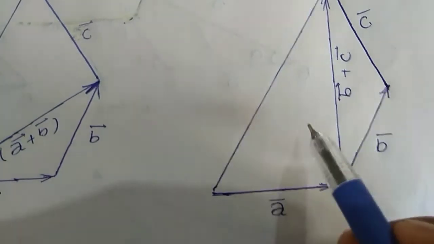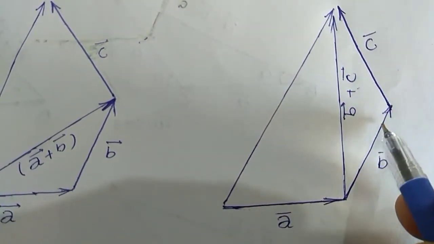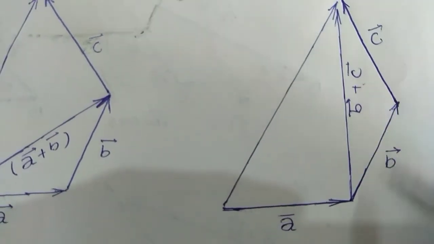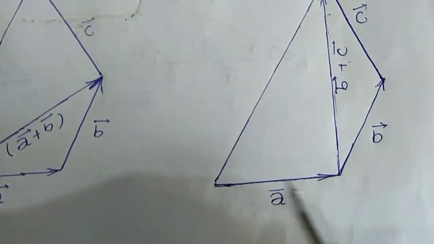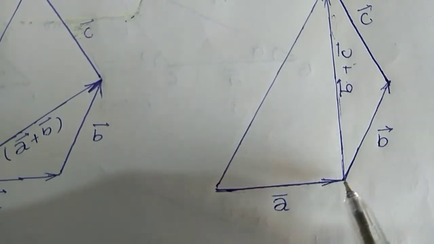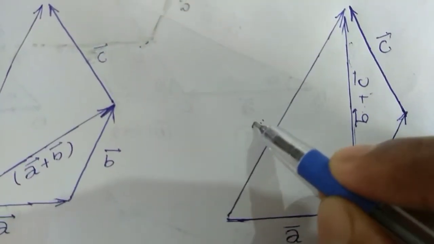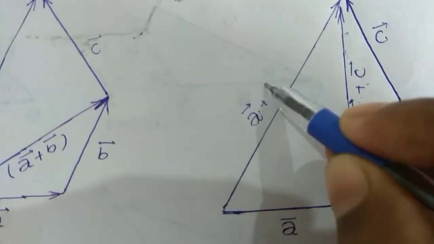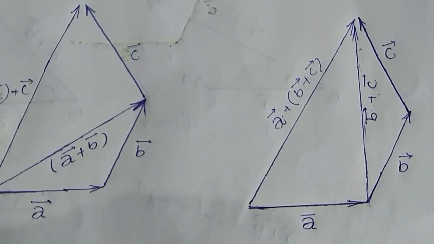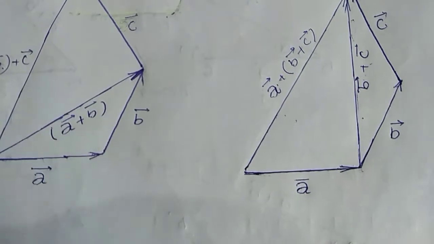And second, here B and C are first added because vector B and vector C are in order, so it will be B plus C. Now B plus C is in added position, so vector A, then vector B plus C. You see clearly if all these two figures are the same, the resultant is the same.